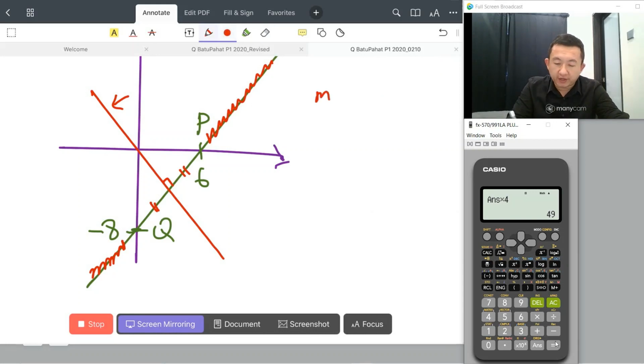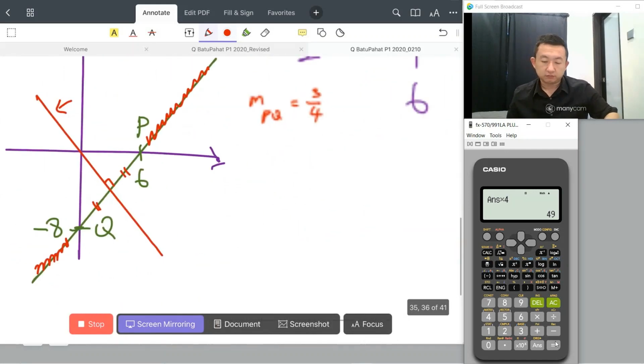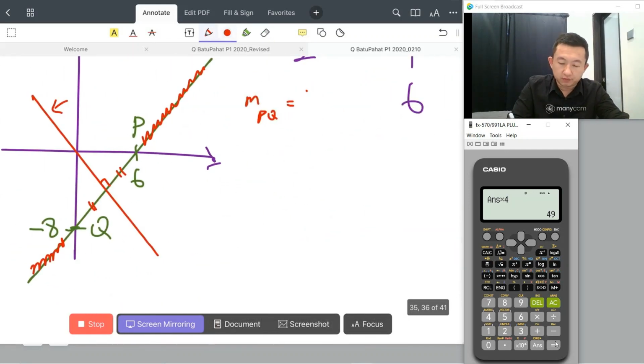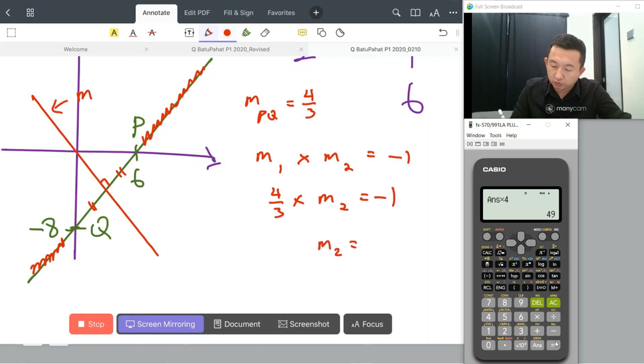Since we know the gradient for PQ equals 4 over 3, can we find the gradient for this red line, the perpendicular bisector? Yes, because gradient 1 multiplied by gradient 2 always equals negative 1 when you have perpendicular lines crossing each other. So M1 is 4 over 3 multiplied by M2 equals negative 1. M2 equals negative 3 over 4.